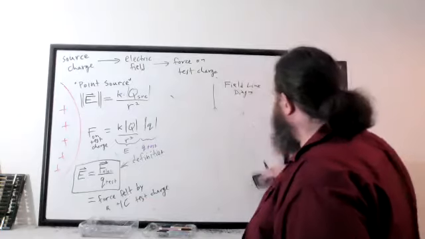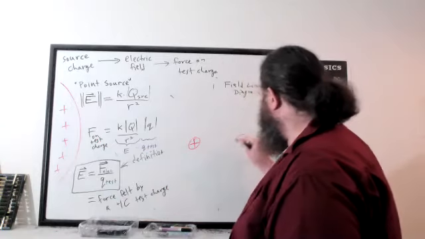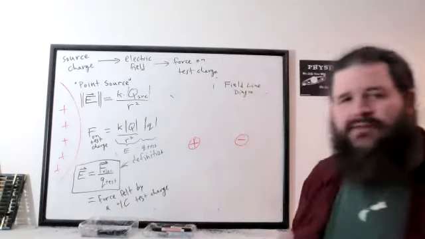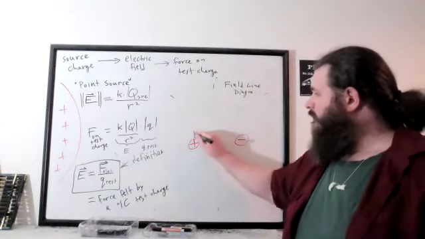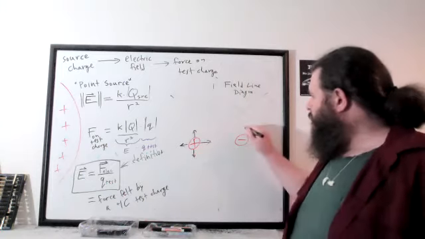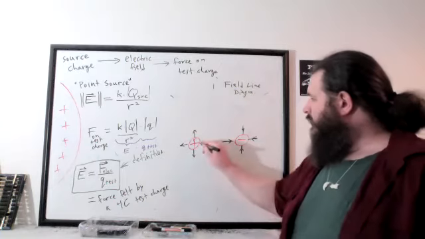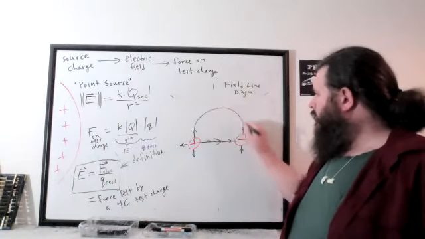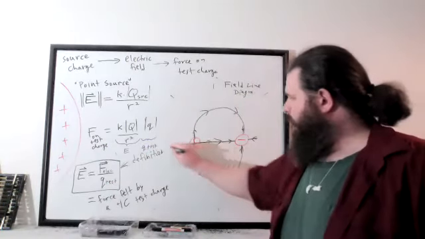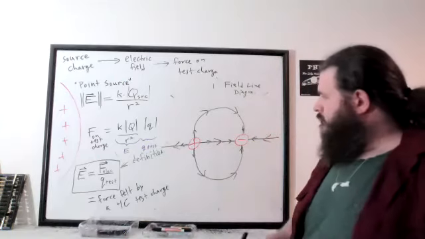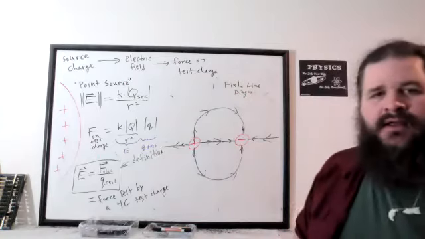So for example, if you had a more complicated arrangement of charges, let's say a positive source charge and a negative source charge, drawing out the complete field can be kind of complicated, but we know that we at least need to have field lines coming out of the positive charge and going into the negative charge. And what this ends up looking like is something like this. We've got all these field lines coming out of the positive charge and field lines going into the negative charge.